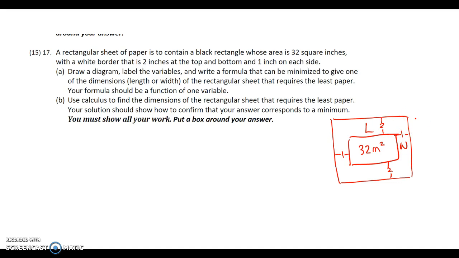Now it says write the formula that can be minimized. It says least amount of paper, so we want to minimize the area, right? Now area of the whole thing is length times width, right? But our length times our width isn't just the black paper, it's the whole thing. So we would end up with something that looks like this, right? We have our length plus these 2 on the sides.